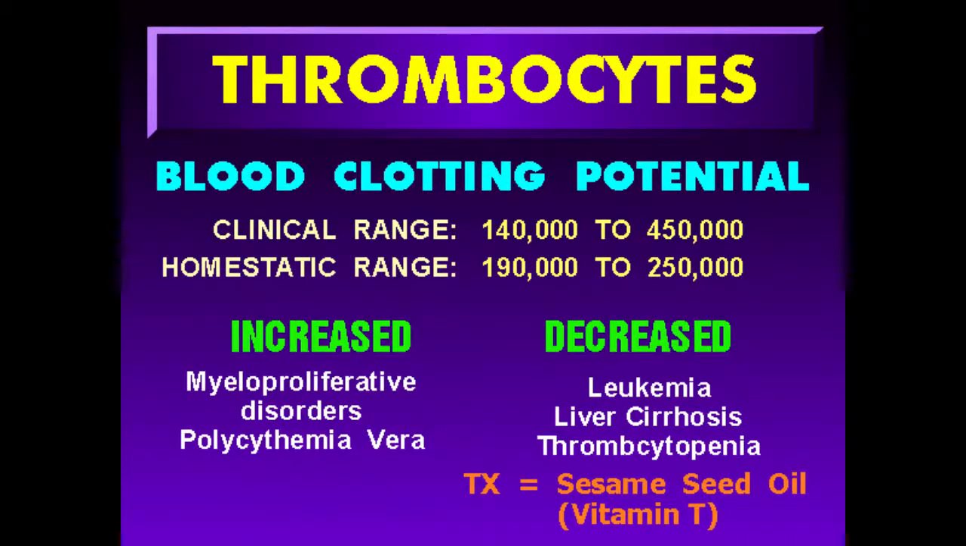The platelets, or thrombocytes, reveal the potential for blood coagulability as generated by the bone marrow. Pathologically increased platelet values are seen in myeloproliferative disorders and polycythemia vera. Pathologically decreased platelet values are seen in thrombocytopenia, in leukemia, and cirrhosis of the liver.